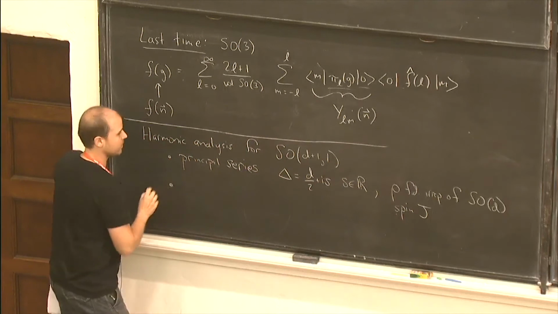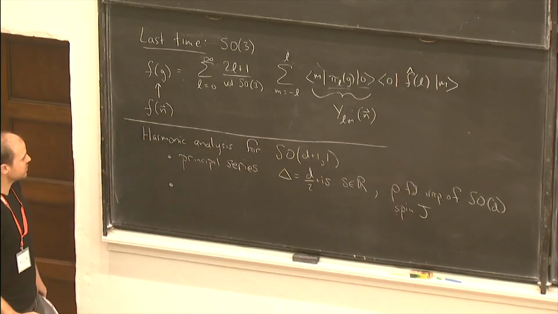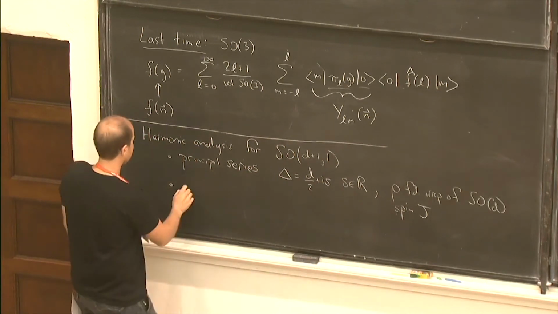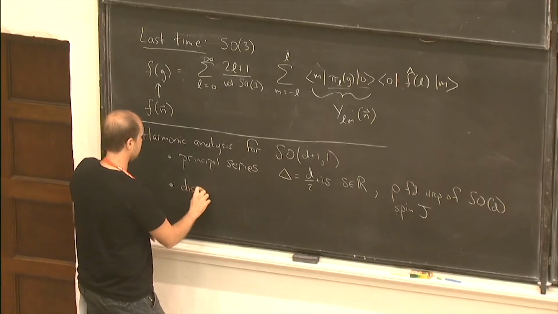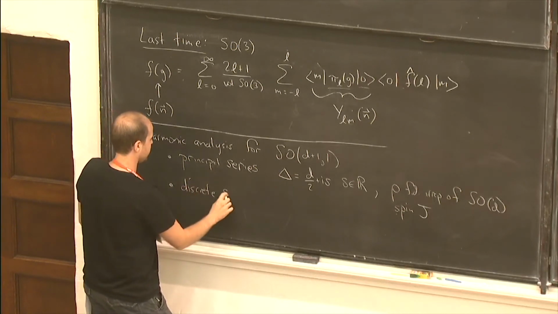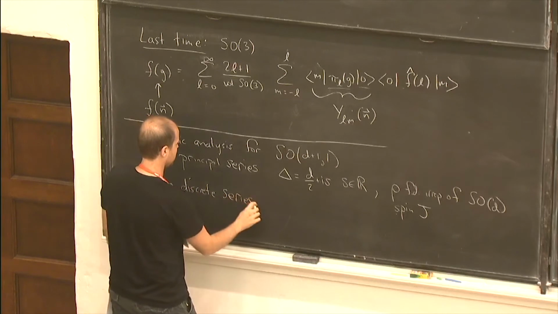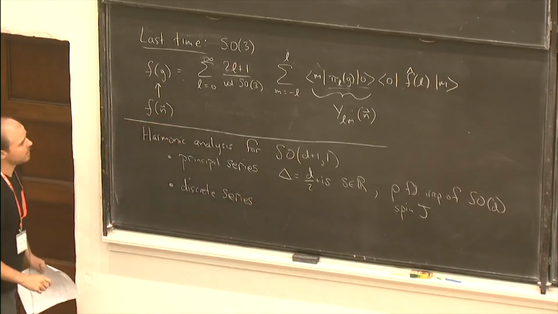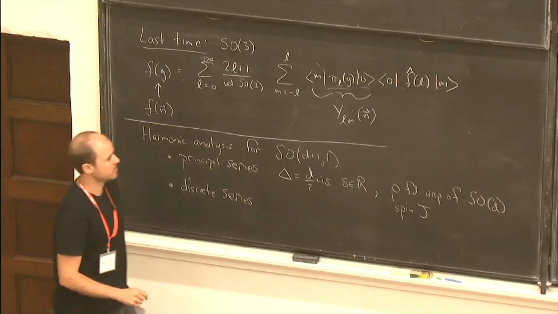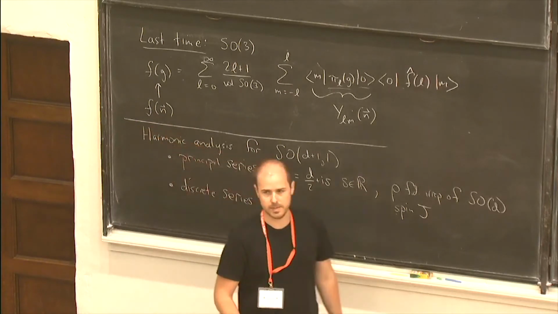So that's one set of types of representations that appears in the Plancherel measure. And then there are so-called discrete series representations. And these will not play a role in our discussion for reasons that I'll explain in a little bit.